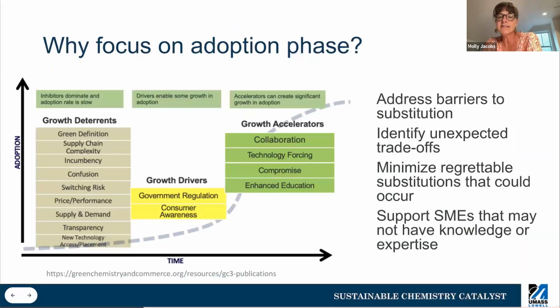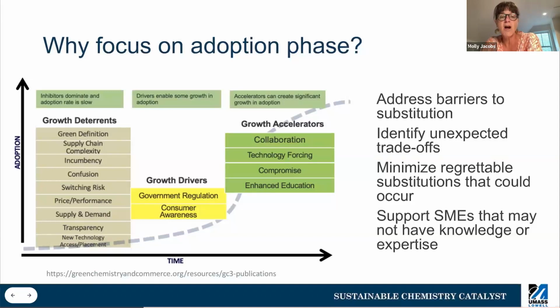As you can see on the left side of the axis here, we call these growth deterrents. And they include factors such as what's green or what's safer, and something that Joel will actually speak to, which inhibits us from knowing what is actually safer, what does that look like? Or incumbency, as it's difficult for new entrants to compete with lower cost, price, and well-performing chemicals and technologies that are part of very complex and established supply chains. And of course, price, right?